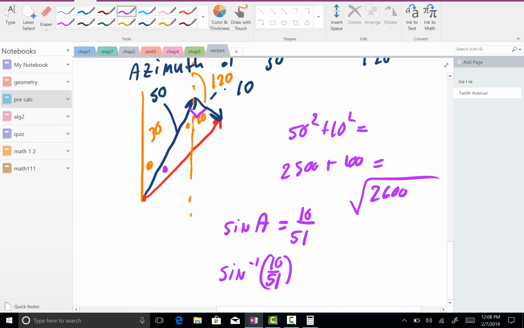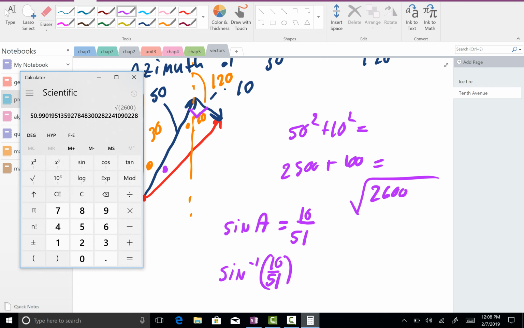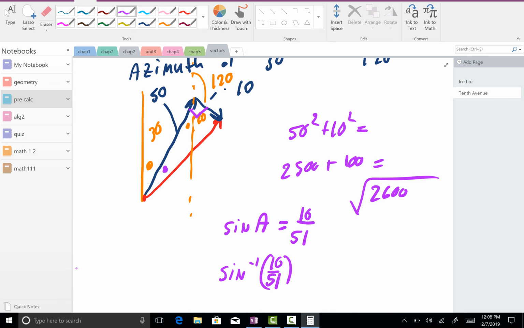Make sure that you are in the right setting. I don't know if I have inverse tangents. Let's see if we do. Oh, there we go. Let me clear this out. Okay, I'm going to take inverse sine. Oh, it doesn't like that. So I'm going to go 10 divided by 51, do an inverse sine on it, and it says it's 11 degrees.